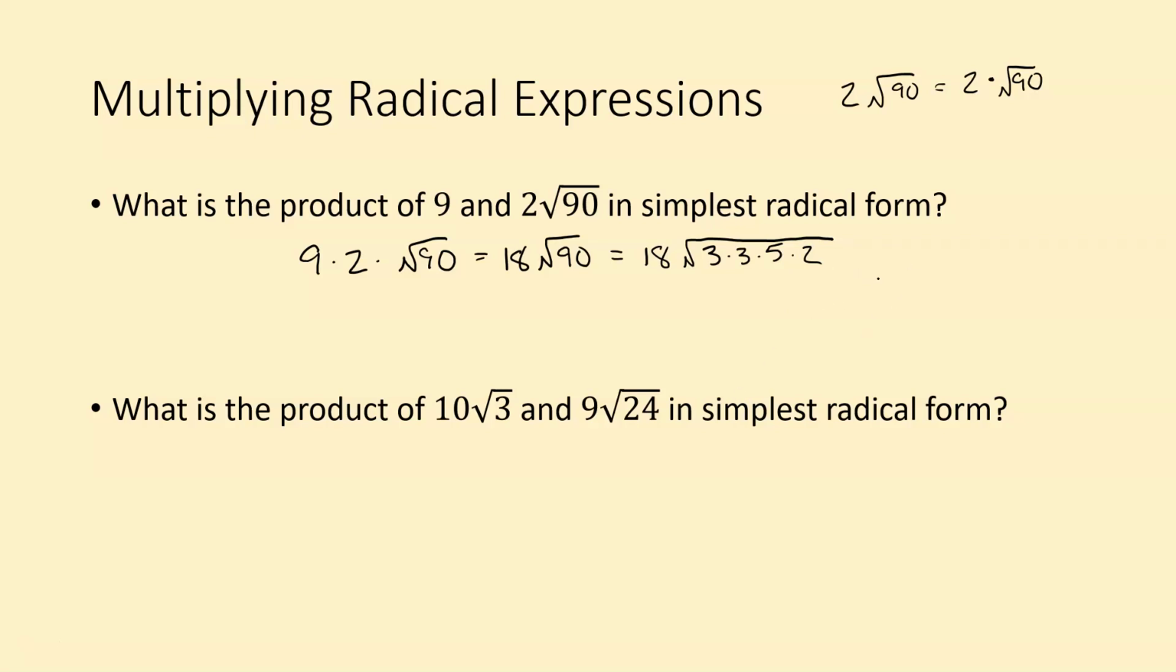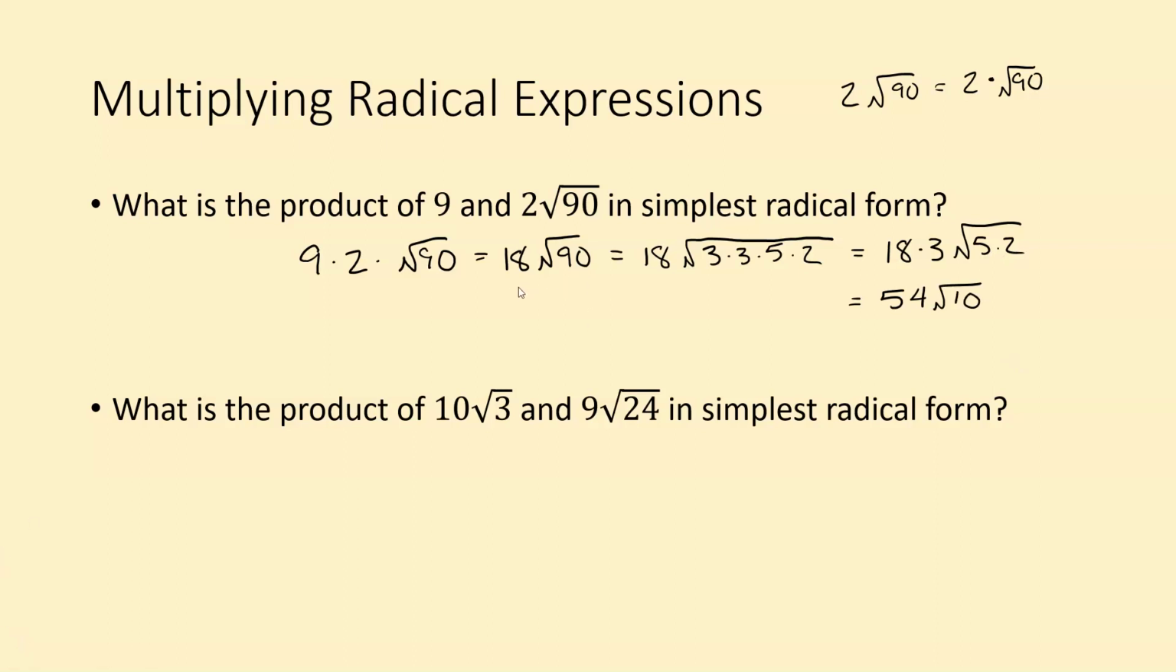So then once you have that, you can pull out the things that can be square rooted. So this 3 times 3 can be square rooted. So that would be 18. And then the 3 goes out here. So times 3. And then the 5 times 2 stays underneath the square root. 18 times 3 is 54. And then underneath the square root, 5 times 2 is 10.